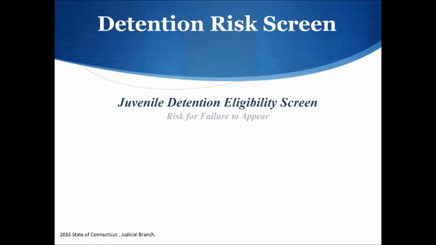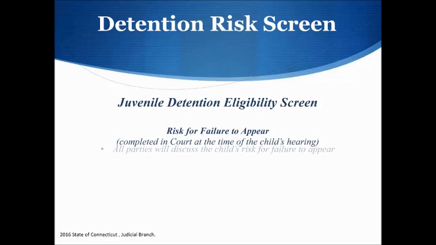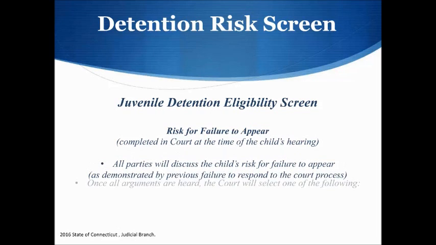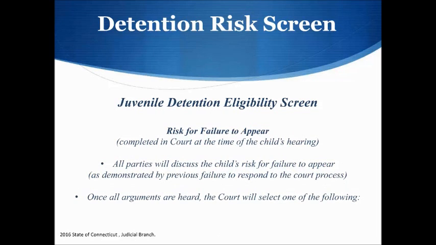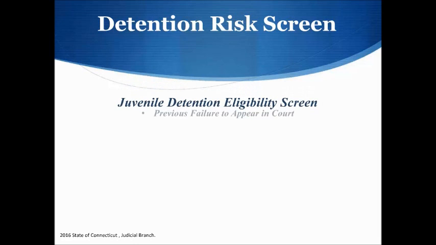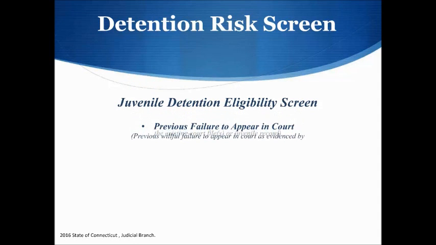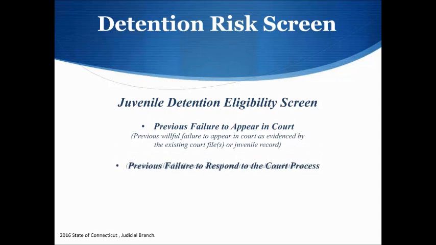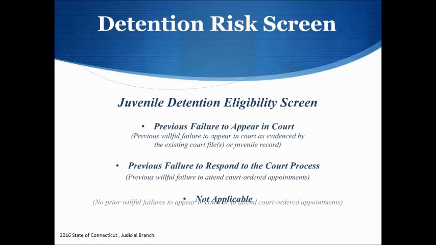Risk to failure to appear will be completed in court at the time of the child's hearing. All parties will discuss the child's risk for failure to appear as demonstrated by previous failures to respond to the court process. Once all arguments are heard, the court will select one of the following: previous failure to appear in court, previous failure to respond to the court process, not applicable.